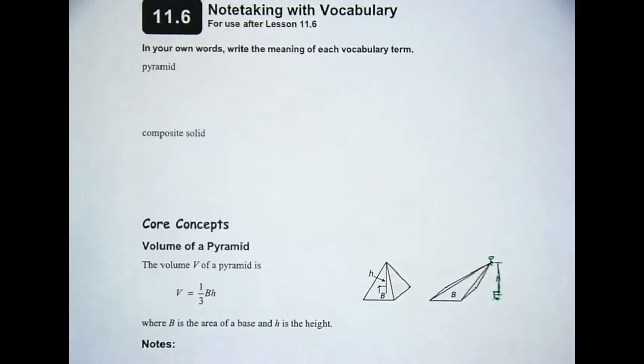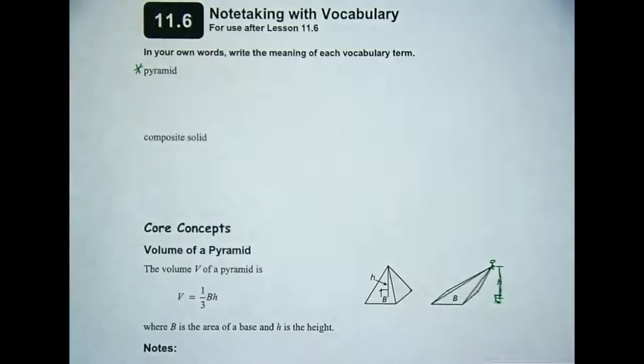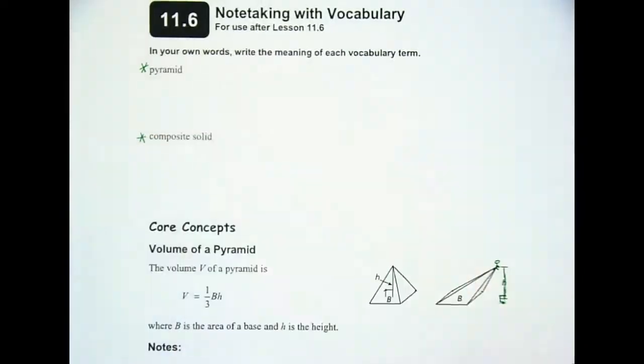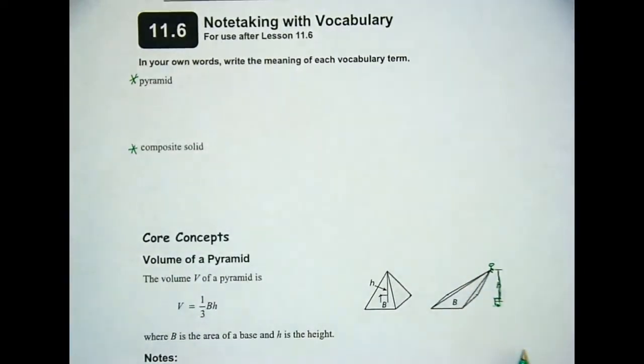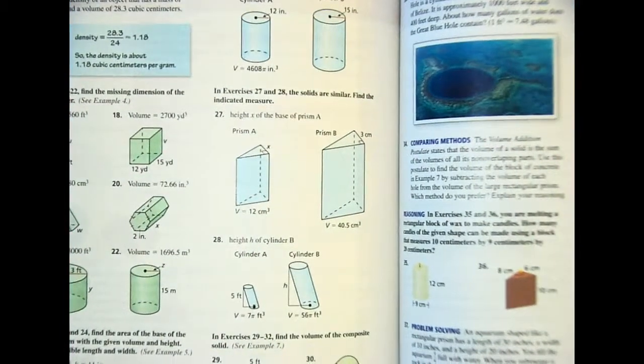So, in your own words, write the meaning of each vocab term. Talk to your neighbor about how you know it's a pyramid, and especially how you know it's a pyramid and not a triangular prism. Those are the two that are usually confused. Then we'll talk about composite solid as a class. But talk about that pyramid versus triangular prism. Here we go. Notice here's a picture of a triangular prism.